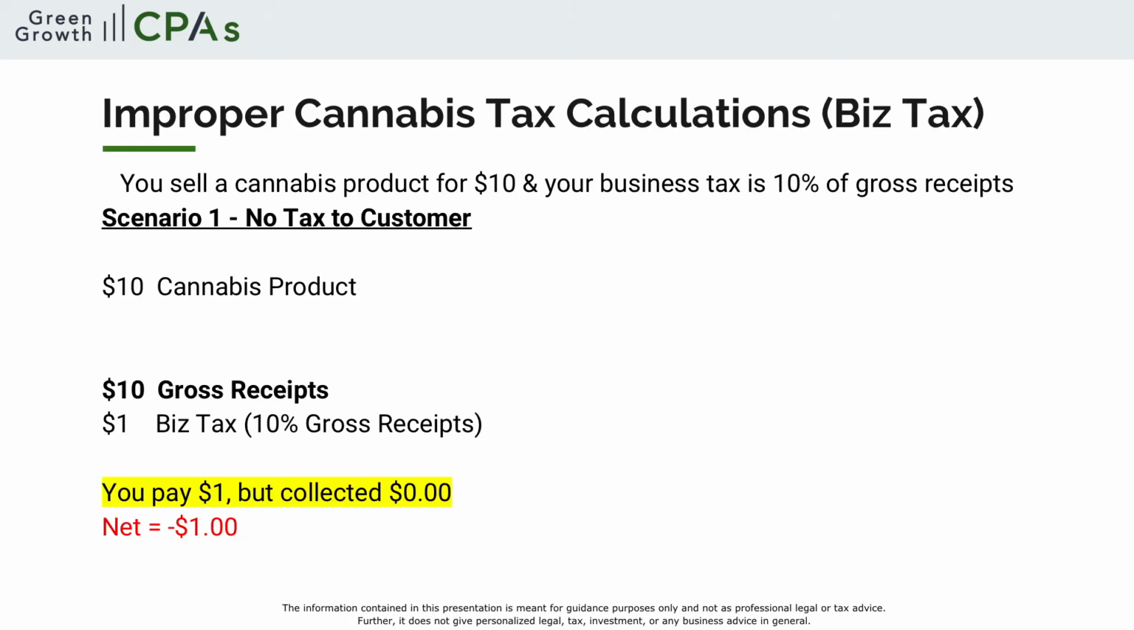So let's look at a business tax example of this. So for example, let's imagine that you sell a cannabis product for $10. And let's also assume that your business tax is 10% of gross receipts.